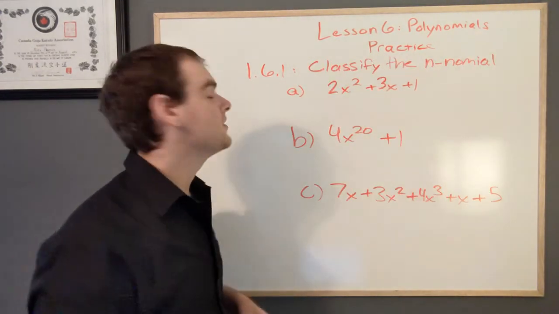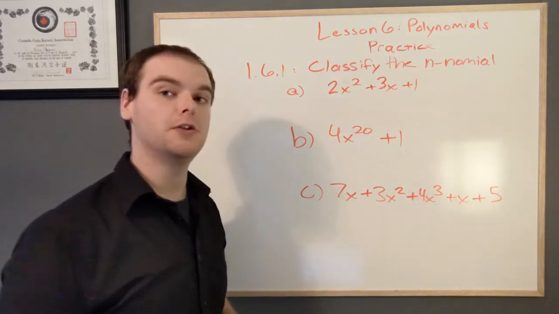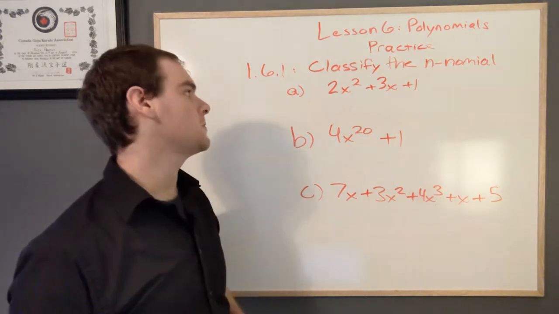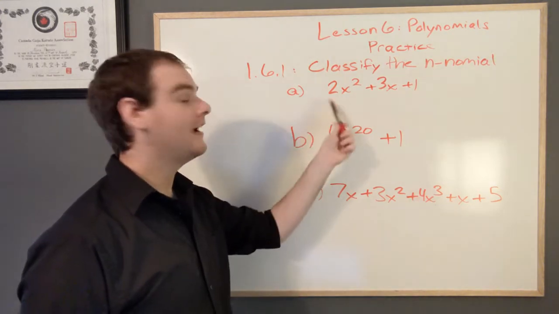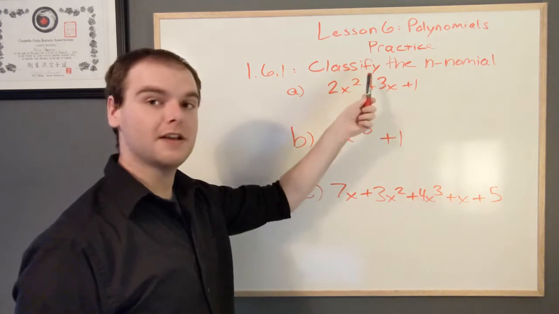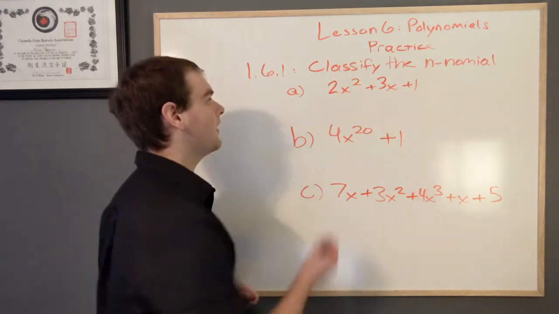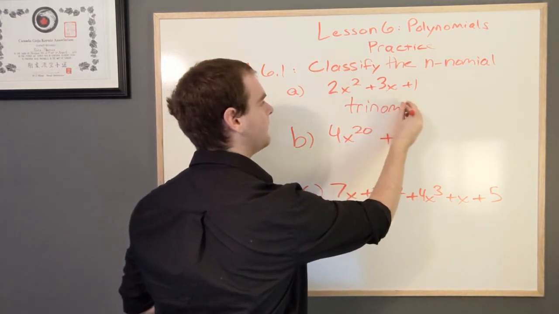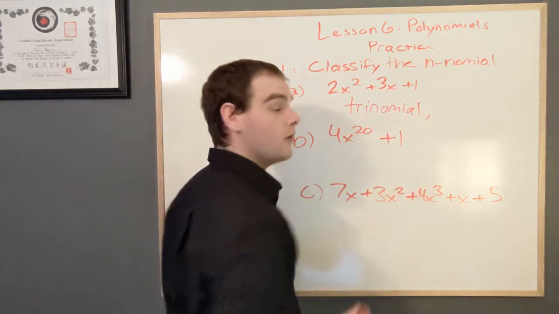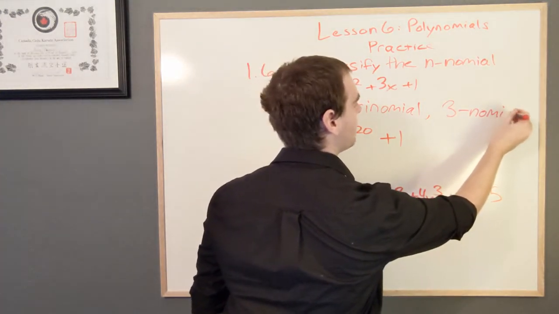In the second question, I'm asking you to classify the n-nomial for these three polynomials. So in this first one, I have 2x squared plus 3x plus 1. I have three terms with unique exponents that have coefficients that aren't 0. So I have a trinomial. Or we could say a threenomial.